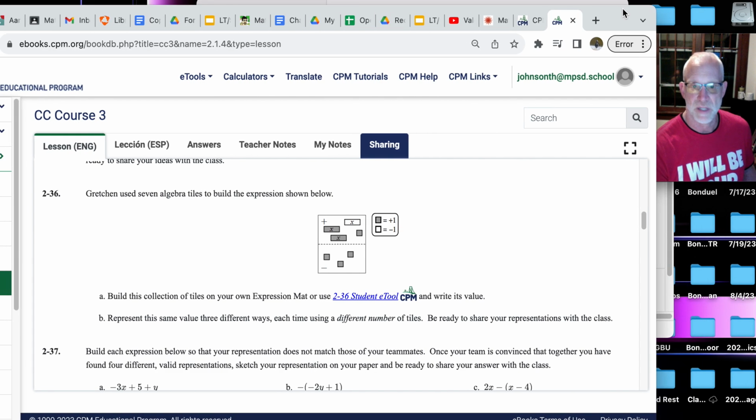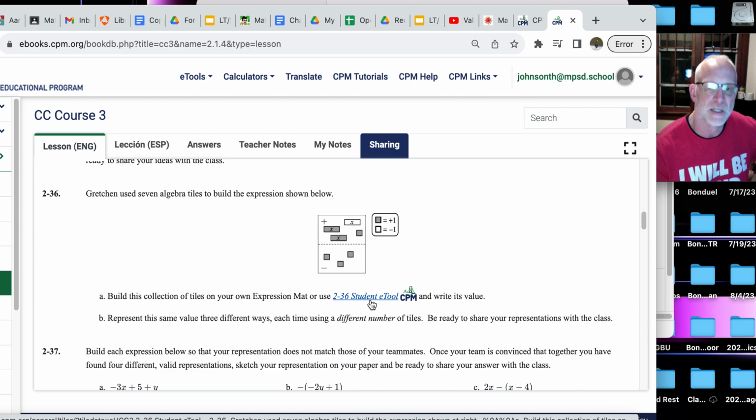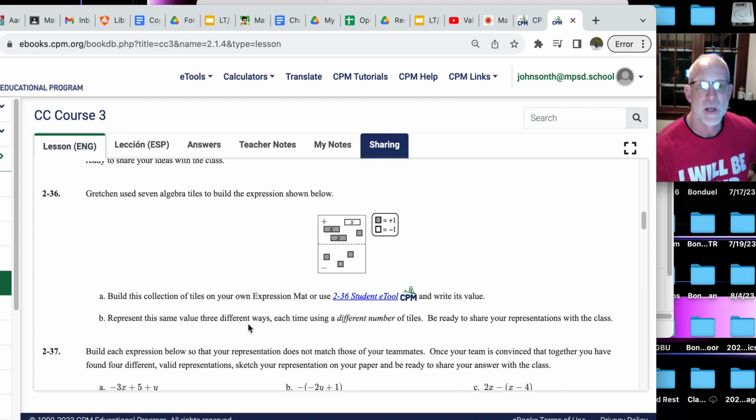And this problem says, Gretchen used 7 algebra tiles to build the expression below. Build this collection of tiles on your own expression mat. Use these tools, they're so cool. They already set the problem up for you, and write its value. Represent the same value 3 different ways, each time using a different number of tiles. Be ready to share your representations.